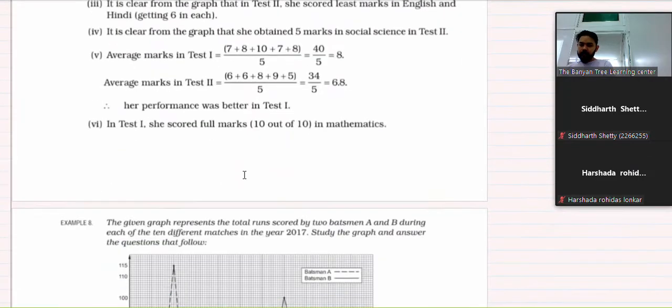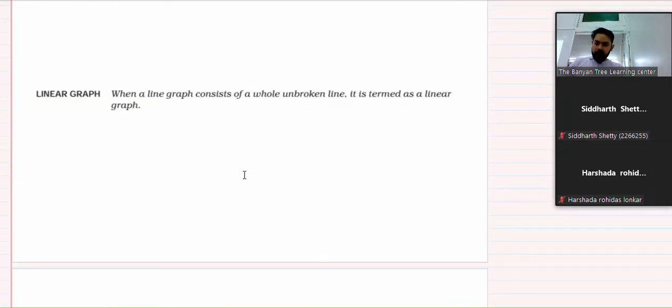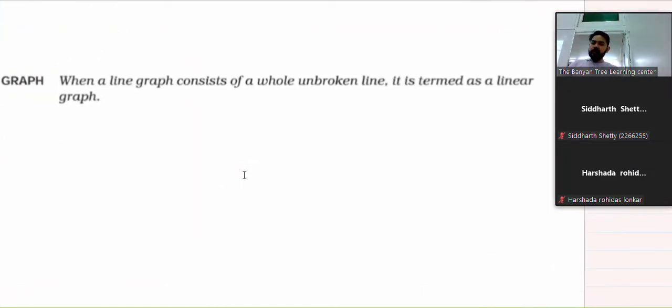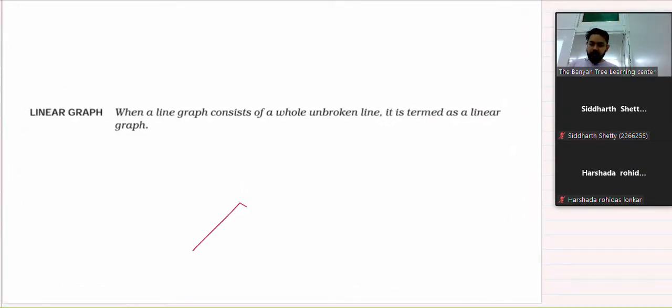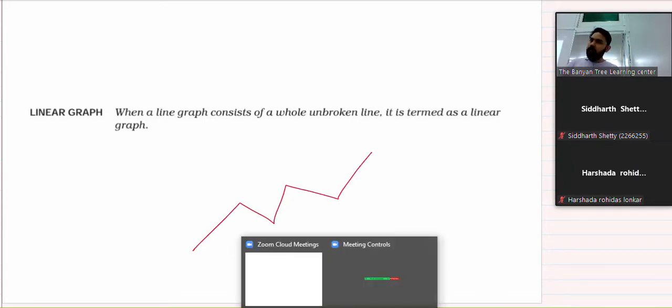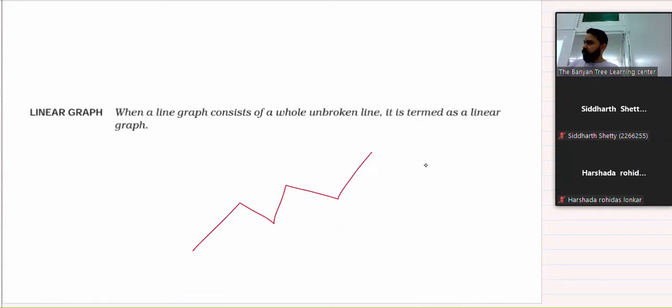Okay, then we have one more topic which is linear graph. There is only one difference between a linear graph and a line graph. A line graph can be like this, zigzag. This is the line graph shape which we have plotted till now, right? A linear graph is like this. This is the Cartesian plane, a straight line. A linear graph is a straight line, always. It means the quantity is always increasing. There is no decrease or steady value in the quantity, always increasing.